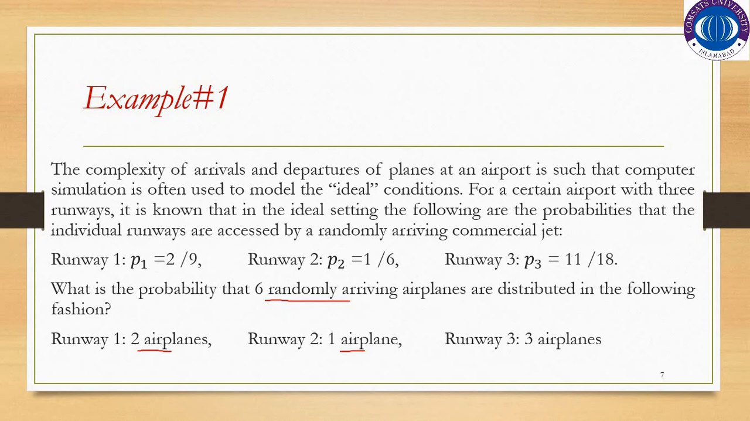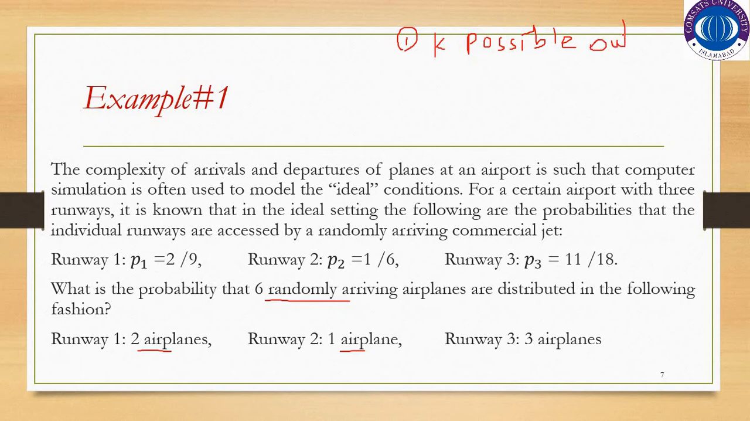So, first we have to see whether the properties of the multinomial distribution are fulfilled here or not. The first property is that we have k possible outcomes, or you can say we have k categories.